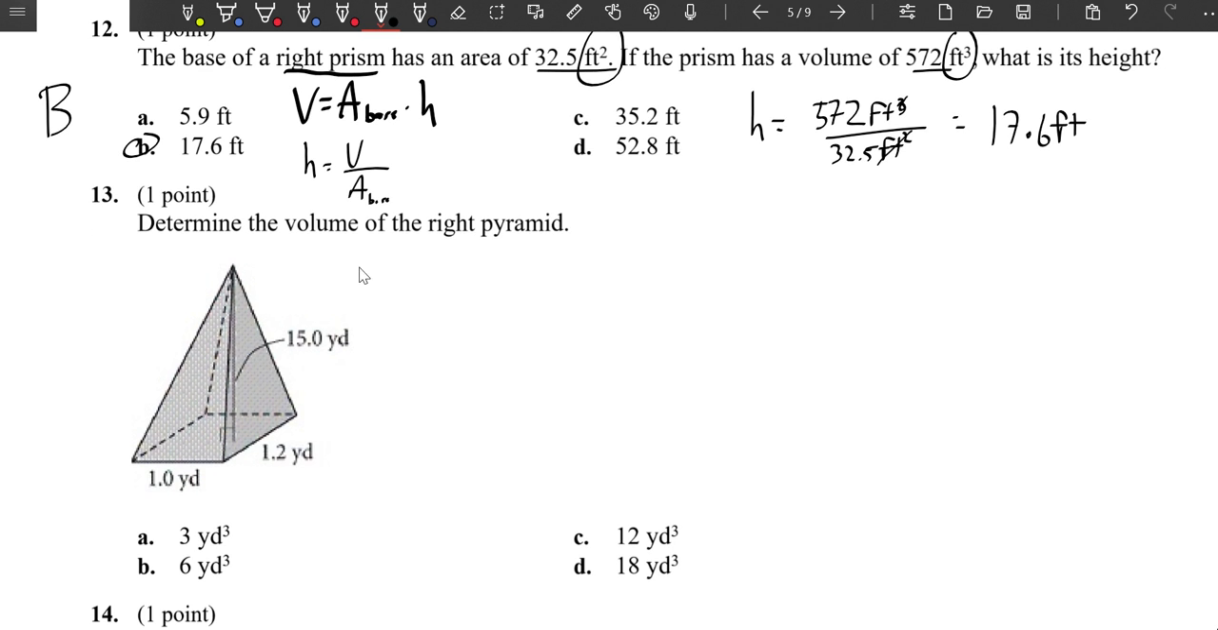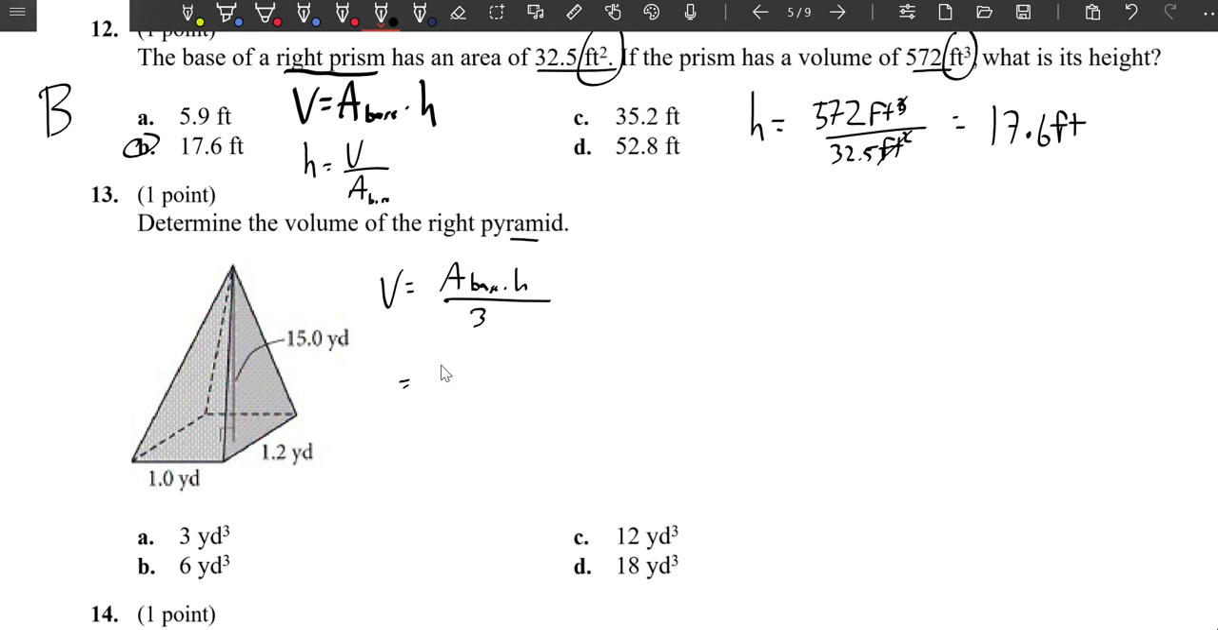Number 13, determine the volume of this pyramid. We have yards, yards, and yards. Those all match up, and our units down here are cubic yards. Okay, great. Nothing tricky waiting for me there. So if I'm looking for this one, I'm going to use the volume formula for a pyramid, which is I'm going to take the area of the base, multiply it by the height, and because it's a pyramid, I'm going to divide it by 3.